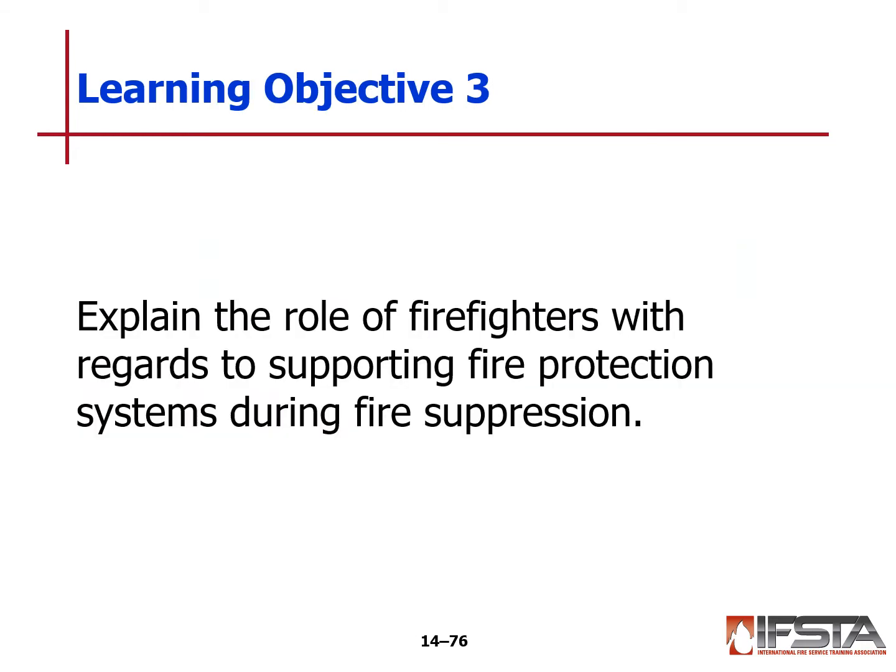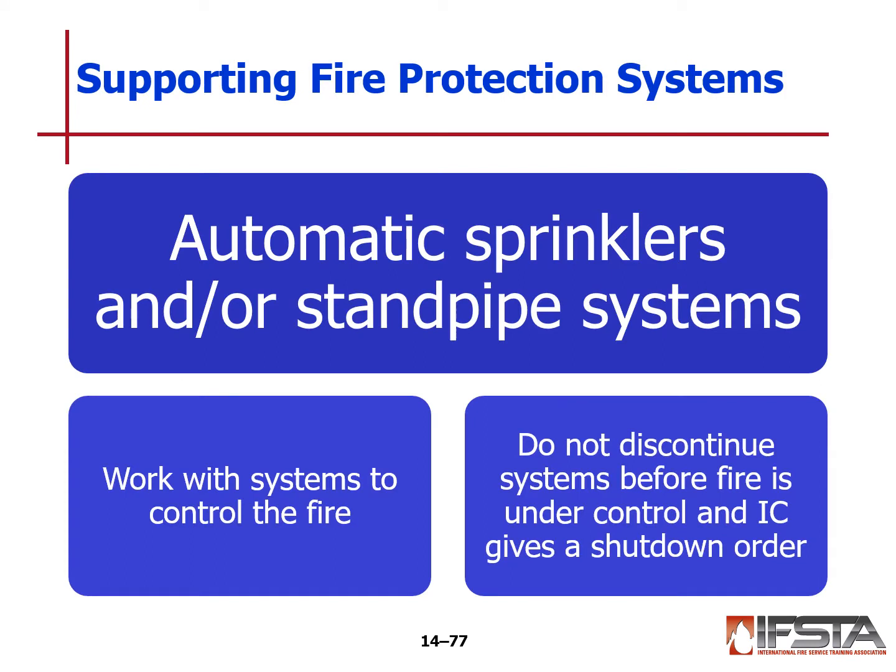Next, we're going to explain the role of firefighters with regards to the support of fire protection systems during fire suppression. Supporting fire protection systems we often term as either standpipes or automatic sprinkler systems. These work with systems to control the fire. Do not discontinue the use of your system before the fire is under control or the incident command gives you the shutdown order. These systems are designed to suppress. They work very well. They put out a heck of a lot more water than you think, but we still need to have things under control before we shut them down.